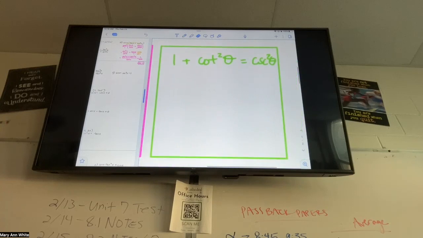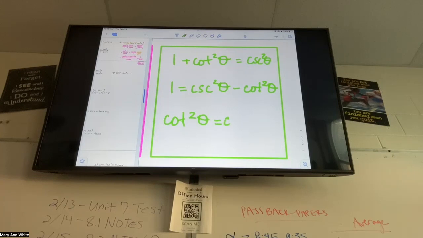Okay. Just like the last one, can you manipulate it so we get each part by itself? So if we were to minus that cotangent squared from both sides, I get 1 equals cosecant squared minus cotangent squared. And if I minus 1 from both sides, I would get cotangent squared equals cosecant squared minus 1. Again, I like to write it these different ways because you may see it different ways, but they all are the same equation, same formula.